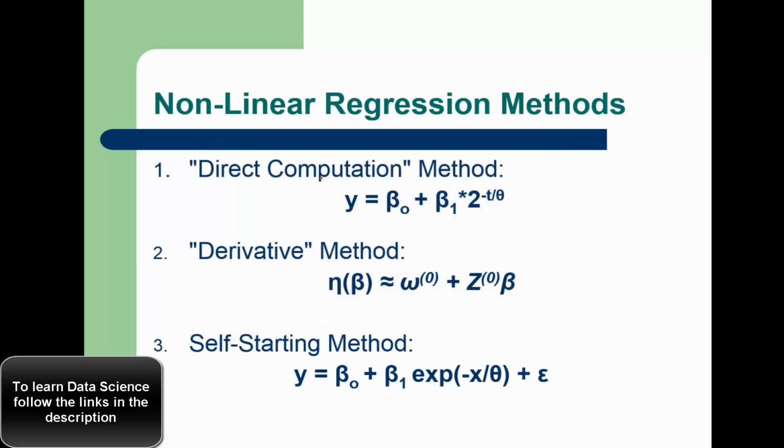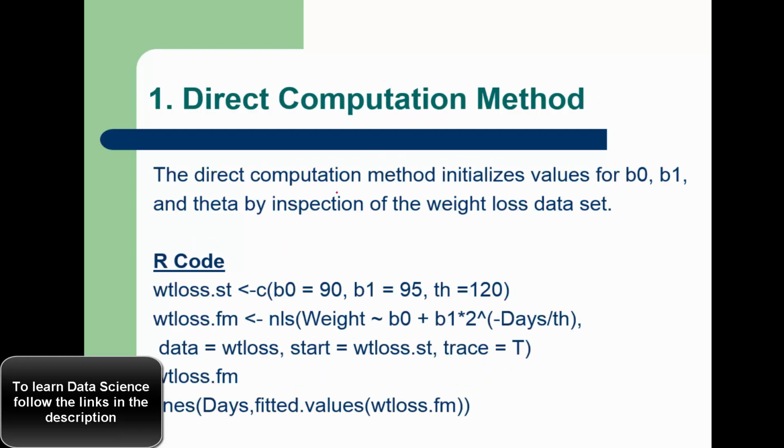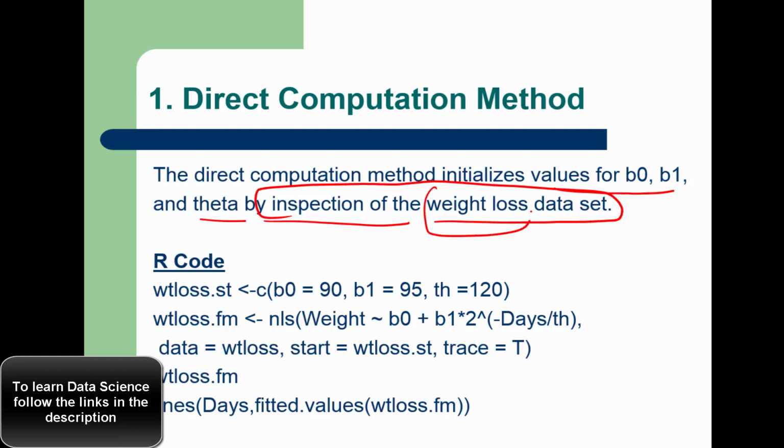There are three ways of computing the parameters. One is the direct computation method, second one is the derivative method, third one is self-starting method. Now we'll see what these methods are. In the direct computation method, we initialize with the values of beta naught, beta 1, theta by inspection of weight loss data. So initialization of the parameters is done by just manually inspecting the weight loss data. Weight loss is the dependent variable, right?